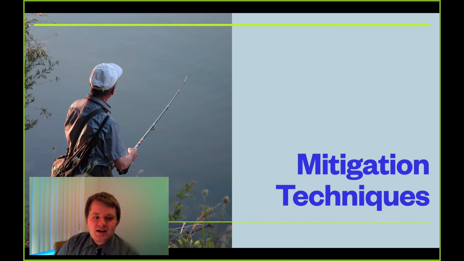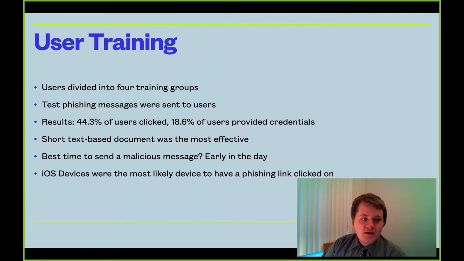So due to the commonality of phishing attacks, mitigation techniques are rapidly evolving to protect users from the ever-growing threat that is phishing. Mitigation of phishing takes two major approaches: user training and filtering. These two approaches can be powerful on their own, but in order to be effective in thwarting phishing attacks, these two tactics must be used in conjunction with each other. The first one we're going to be talking about is user training.